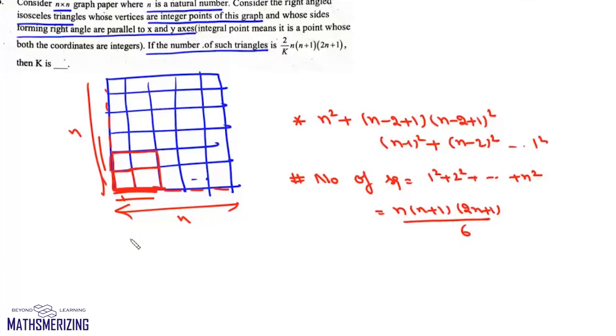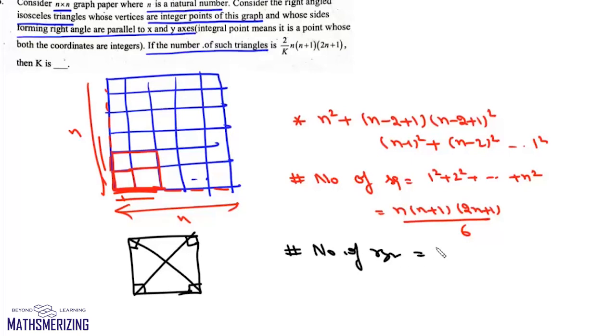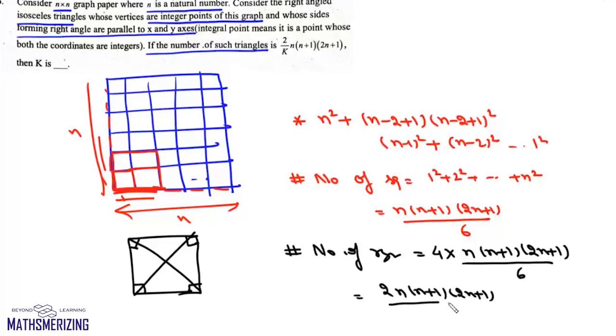Now we know that in any square, we can have 4 right angle triangles. So this is 1, this is 2, then this is your third, and that's your fourth. So in any square, we'll have 4 possible right angle triangles. So the total number of right angle triangles will be simply 4 into the number of squares, which is n plus 1, 2n plus 1, whole divided by 6. Now we can write this as 2n plus 1, 2n plus 1, whole divided by 3.